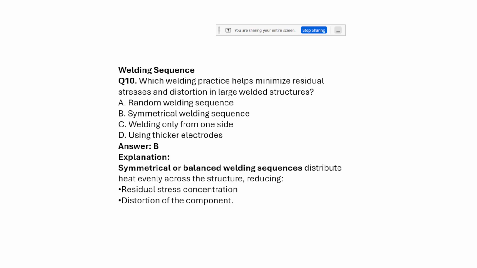Okay, next, which welding practice helps to minimize the residual stresses and distortion in large welding structures? So the answer will be: random welding sequence, systematic welding sequence, weld only from one side, or use thicker electrodes.